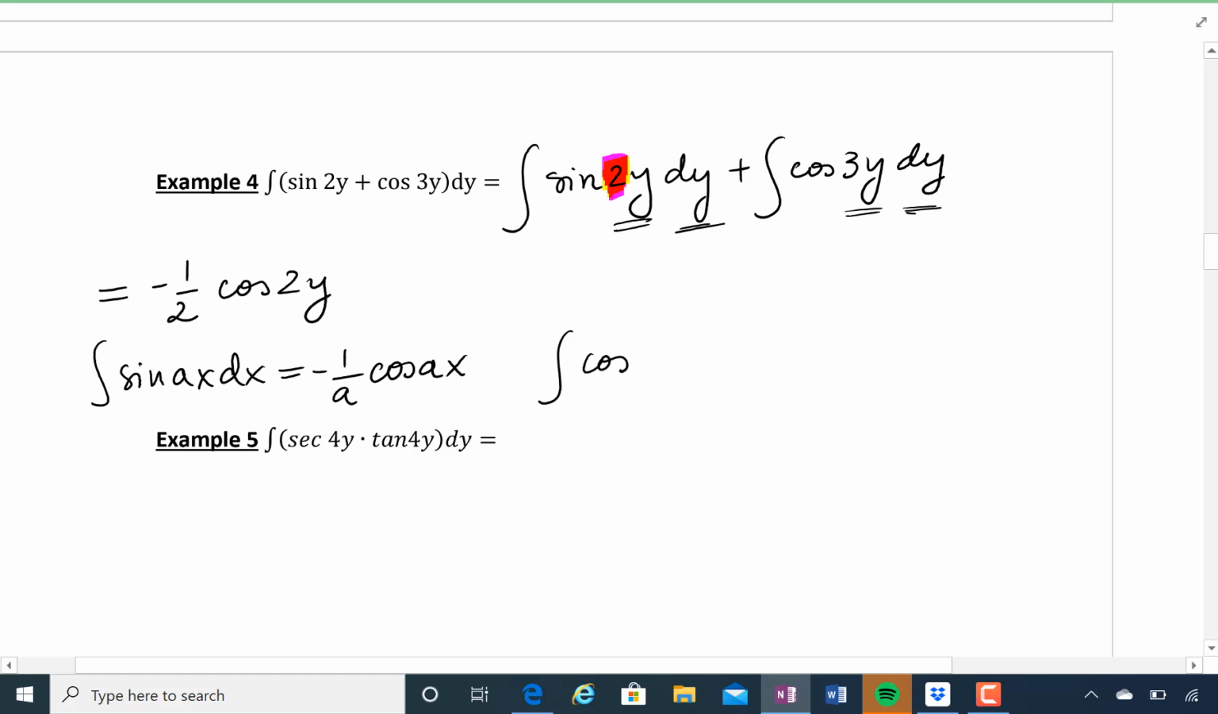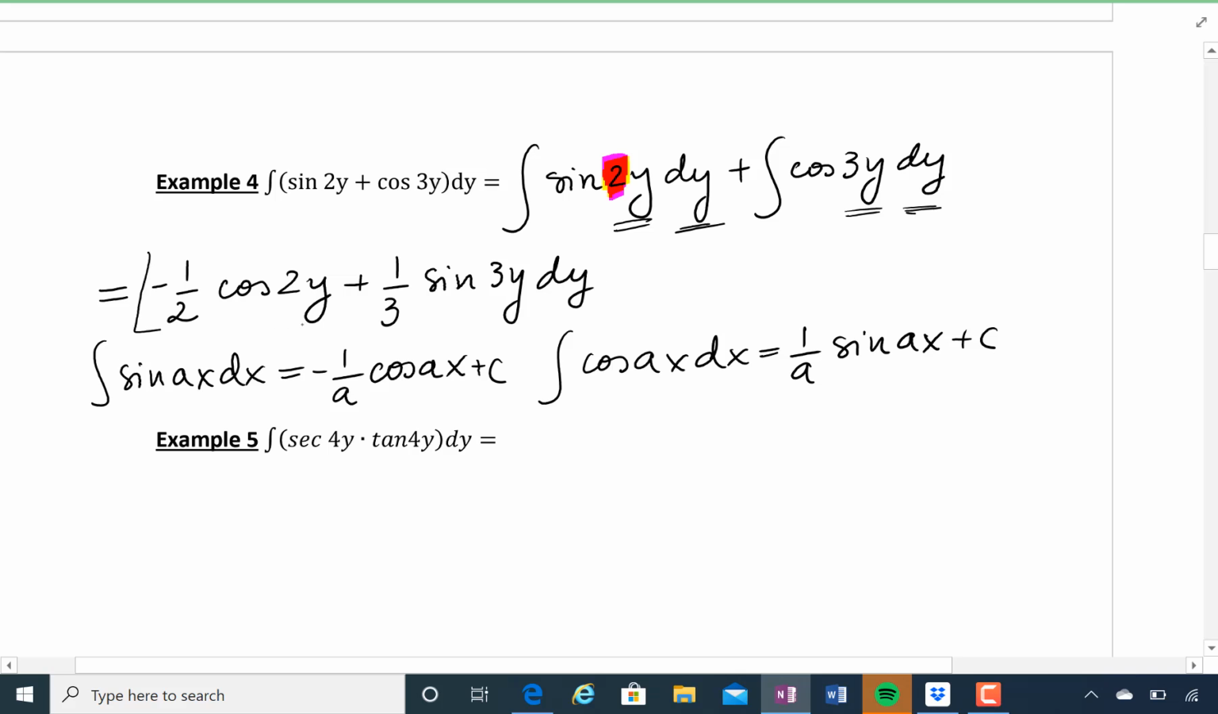And integral of cosine of 3y. Let's write the formula: cosine of ax dx is 1 over a sine of ax. Well, plus the c, but the c comes in later. So plus 1 over 3 sine of 3y. And this is the answer of example 4.